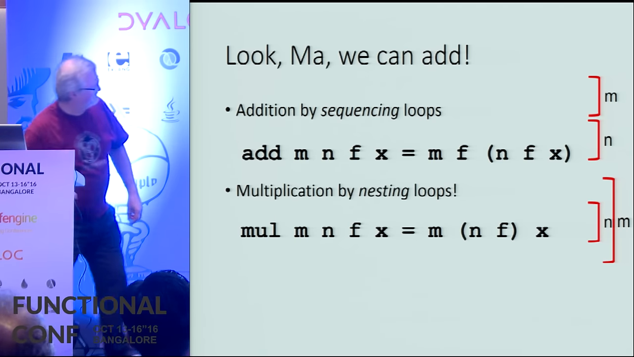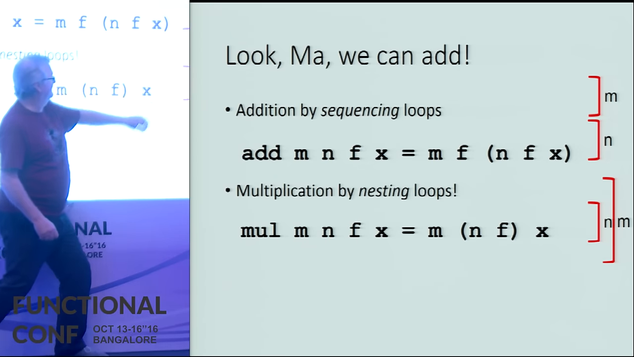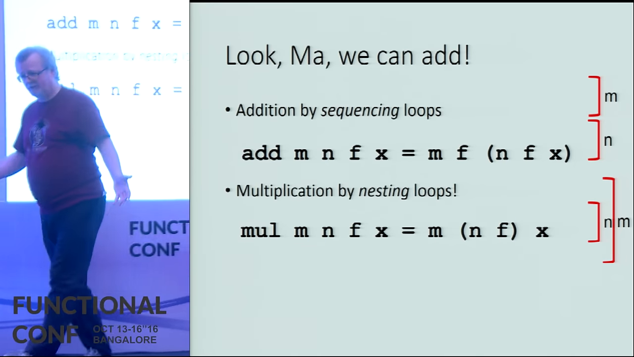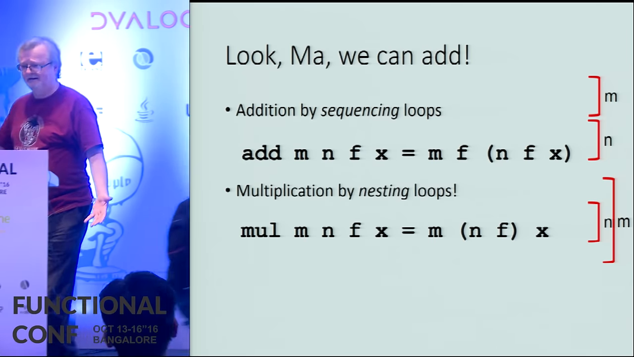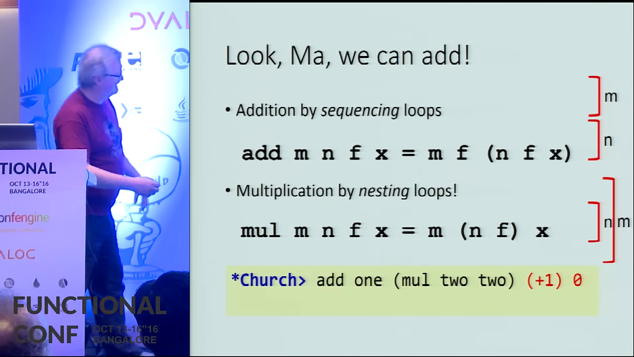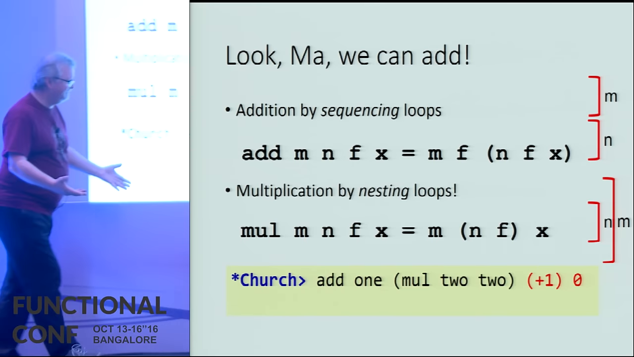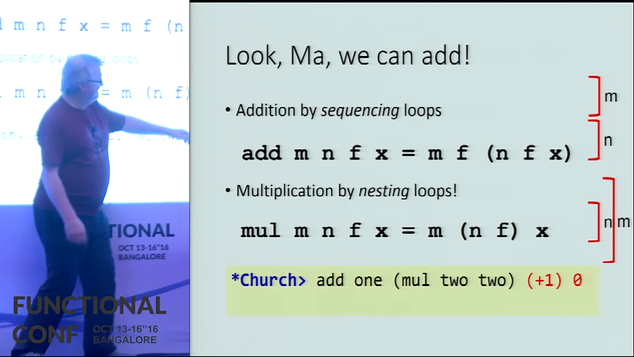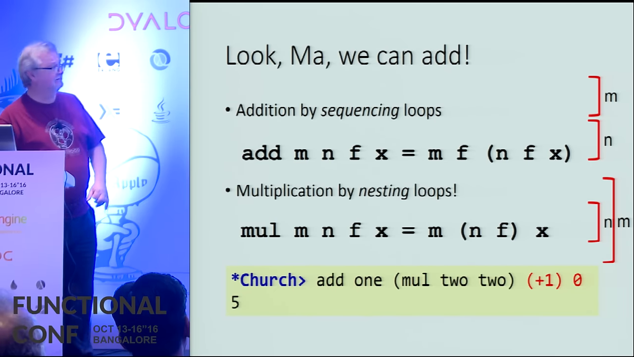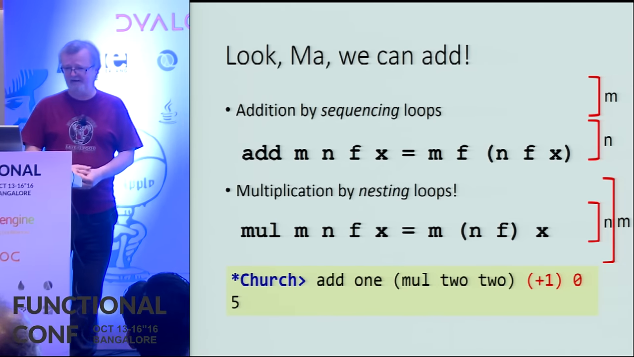Right, so here I'm going to iterate m times, that's the outer loop, an inner loop that iterates f n times. How many times do I call f? M times n. Okay, does this really work? Well, let's try it out. So I can sit in the Haskell interpreter again, say let's add 1 to multiply 2 by 2, that should be 5. And then 5 times I'll iterate the increment function on zero. Sure enough, we get 5. Cool, so I can represent integers and I can do arithmetic on them.